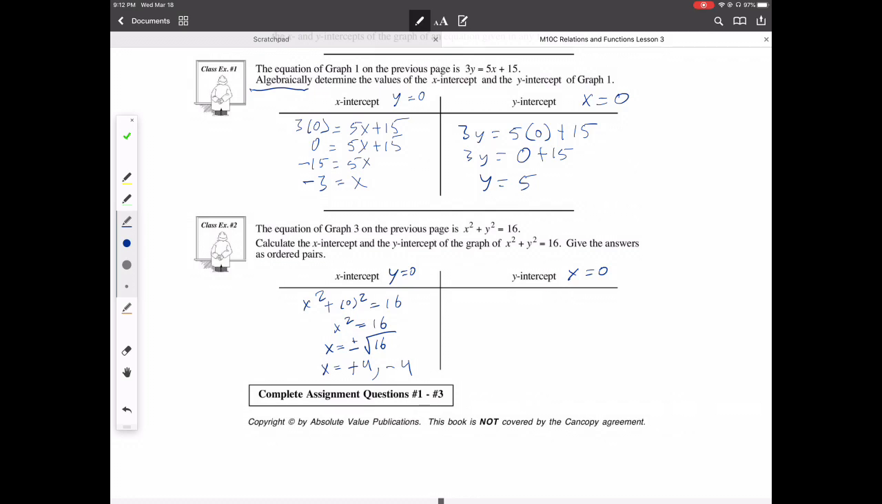Same when I do the y-intercept. If 0 squared plus y squared is equal to 16, it's going to be the same case. Y squared is equal to 16, where y is going to equal positive or negative square root of 16, which means y is equal to either positive 4 or negative 4.